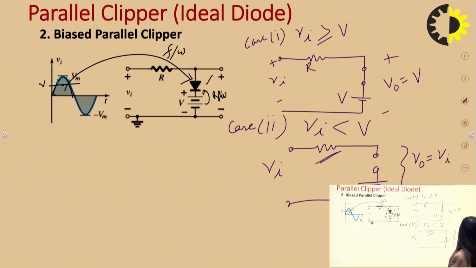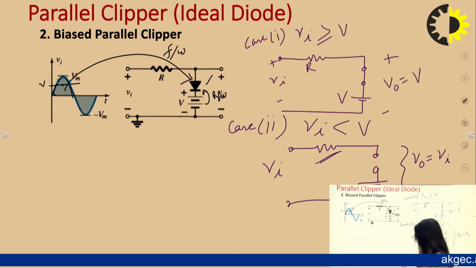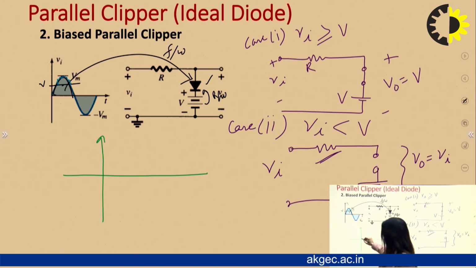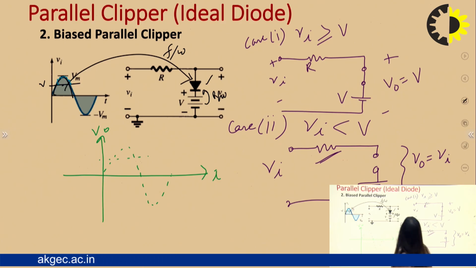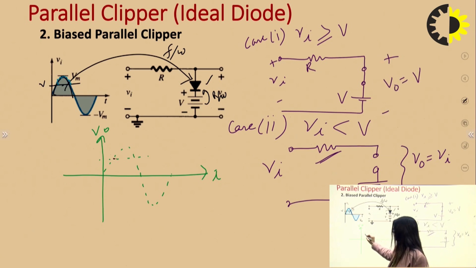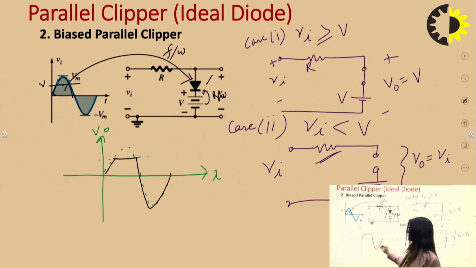Now we will draw the input waveform. Make one replica of the input waveform like this. Okay. So for this particular part, we have Vo is equal to V, and otherwise it is like this. So this is my input waveform. This particular voltage is minus Vm and this particular voltage is V.